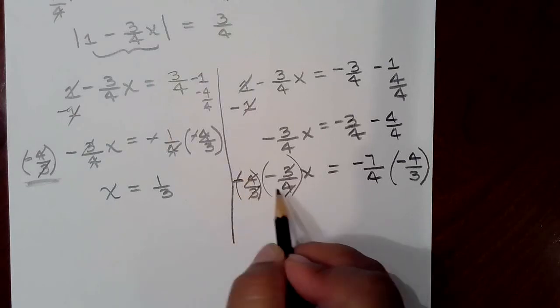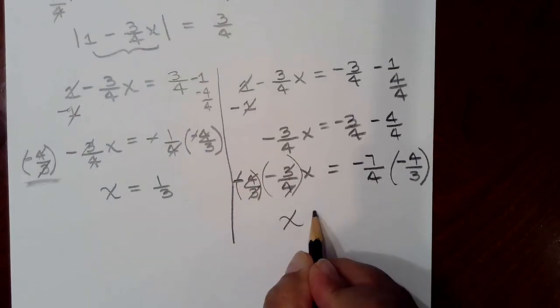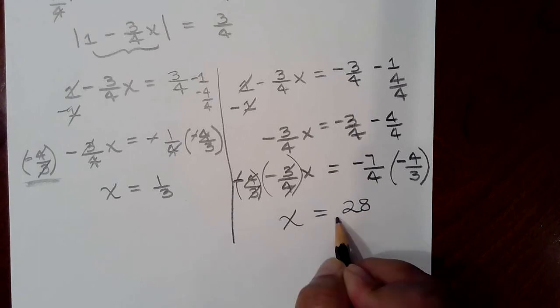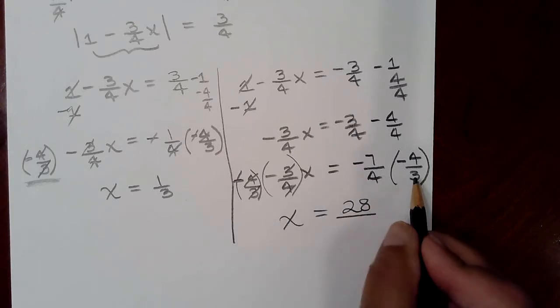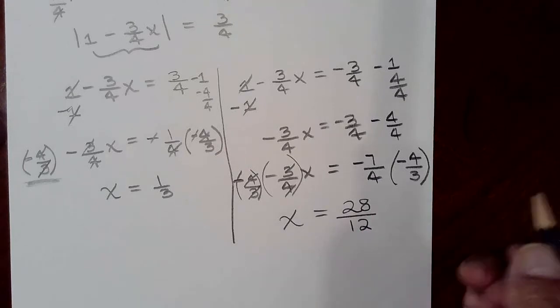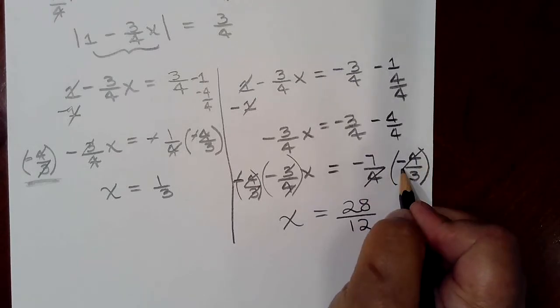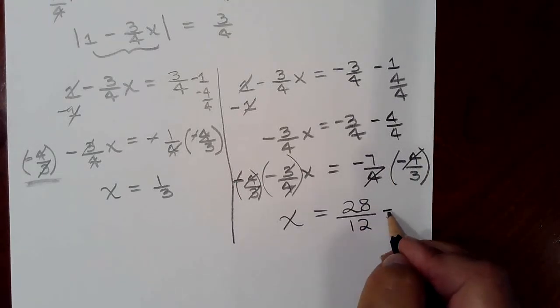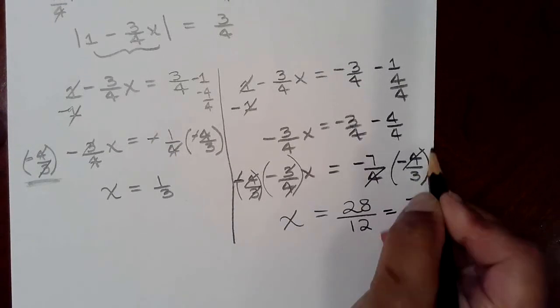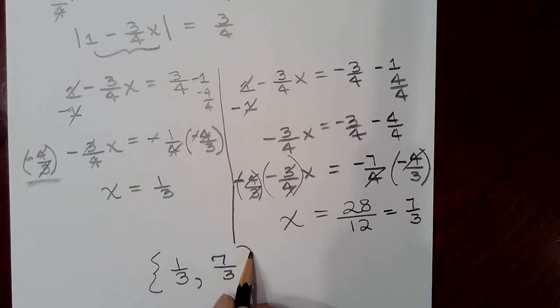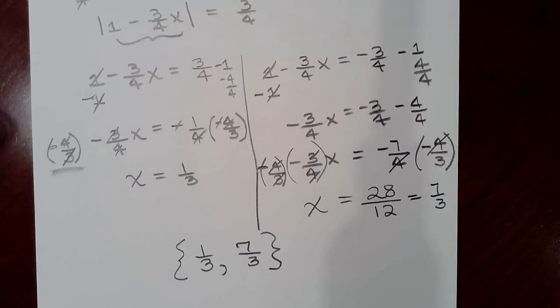So the 3's cancel, the 4's cancel. Negative times negative is positive x. Over here, negative times negative is positive 28 on the numerators, and then the denominators are 12. You could reduce right at this point if you want to, before multiplying, so that would mean the 4's cancel, and your most reduced answer would be 7/3. So you can either reduce here or you can reduce at this point. Okay, so the solution set is positive 1/3, positive 7/3. And that's it.